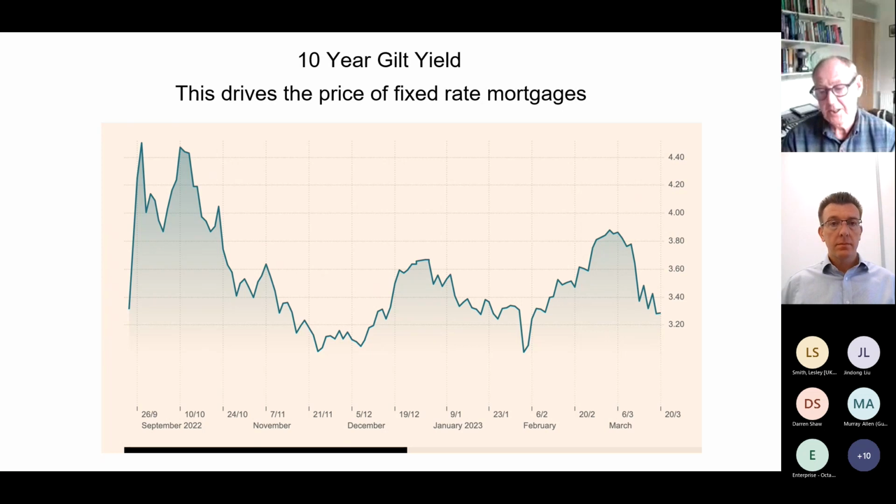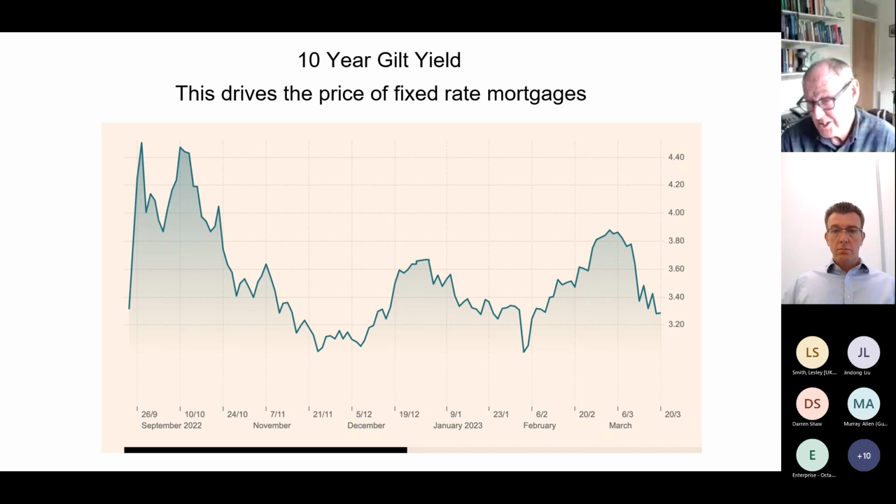This is the 10-year gilt yield, not the 30-year price. And this is the thing that drives the price of fixed rate mortgages. You can see again in the Truss budget, it went to around 4.5, which meant fixed rate mortgages of 6.5 if you could get one. The banks basically stopped doing it. But we're now back at around 3.30, and that means the fixed rate mortgage is going to be 4.8, 5.1, somewhere around there.